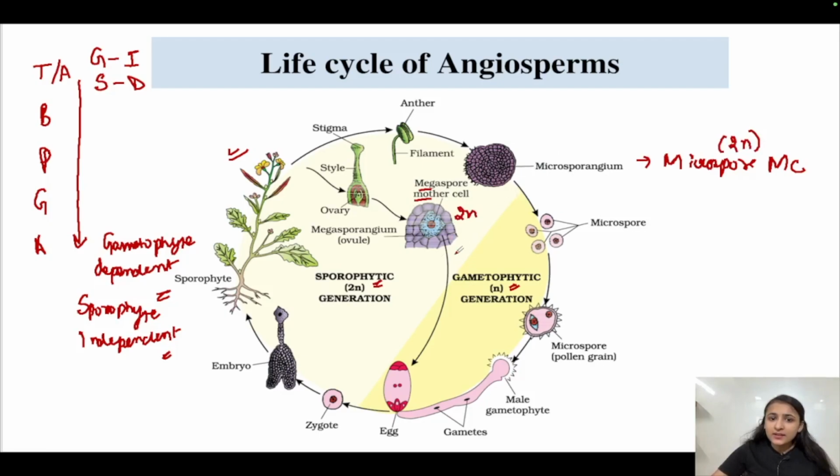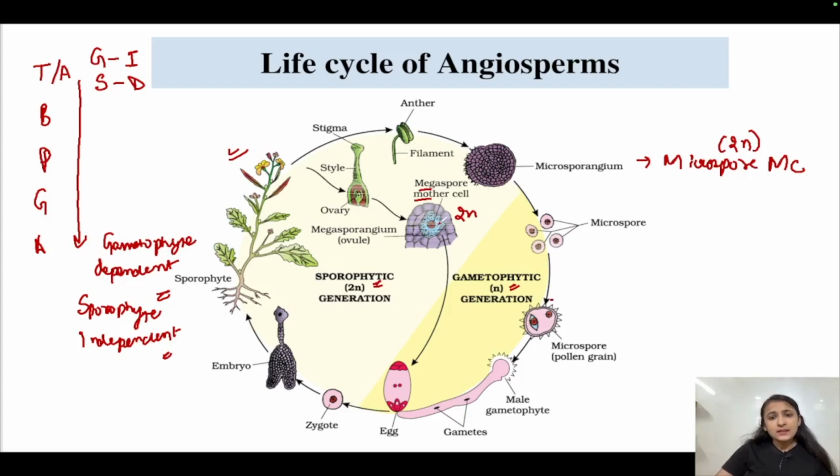So up until here, the sporophytic generation is seen. But when these respective cells undergo meiosis, when the megaspore mother cell and microspore mother cell undergo meiosis and form the tetrad of microspores and megaspores, then the gametophytic generation begins. As soon as the n ploidy level comes into the picture, we can say that the gametophytic generation has begun. So each of these microspores will develop into the pollen grains.